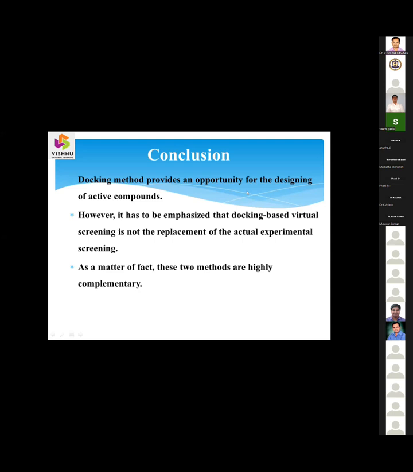or binding site. In simulation, the word itself says how the ligand is simulating, how the protein is simulating with the designed ligand. So clearly we can see it is an advanced, next level of computer-aided drug design: molecular simulations.